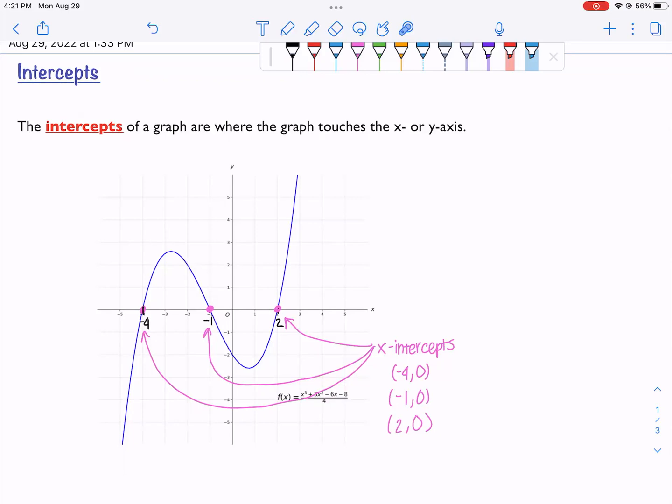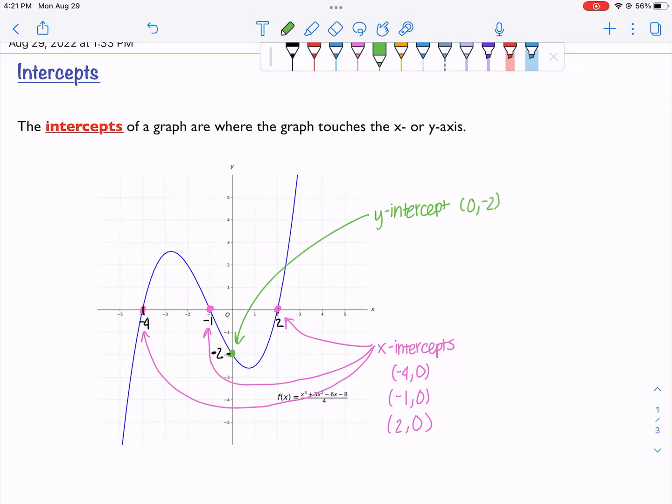For a y-intercept, that's when we cross the y-axis. So we cross it down here at -2. There's a y-intercept. It is the only y-intercept of this graph, and that's at the point 0, -2.